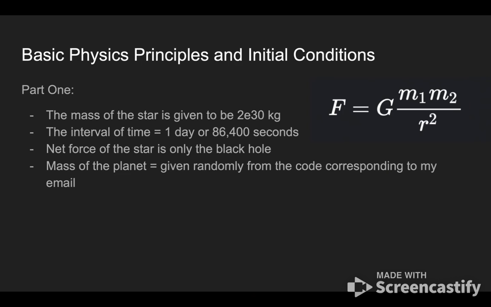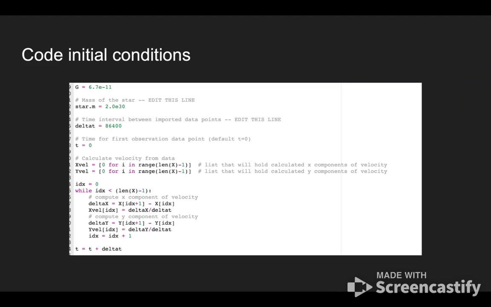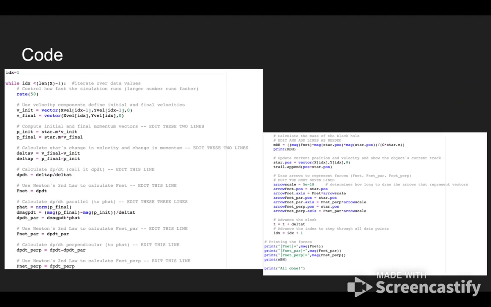The net force is only the black hole, so given the mass of the planet, which is randomly given from the code, we can use the gravitational force formula in order to find the net force. So for the code initial conditions, we have what was just stated above. And then for the actual code, we find the initial velocity and the final velocity. And then we have the initial and final momentum vectors that we found by just multiplying the mass times the velocity. And then we calculate the change in both of those, and then the change in momentum over change in time, and we set that equal to the net force.